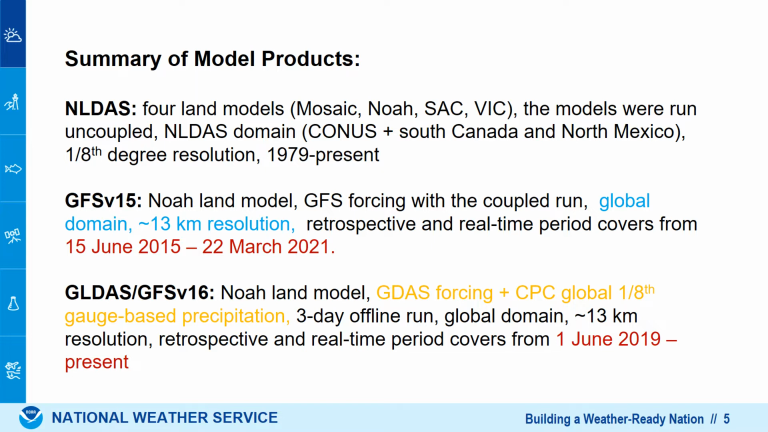And the Geodatas GFS V16 runs the Noah model offline. It uses the GDAS forcing and the CPC global daily gauge-based precipitation. Global domain, 13 km resolution. The data period covers from June 2019 to present.